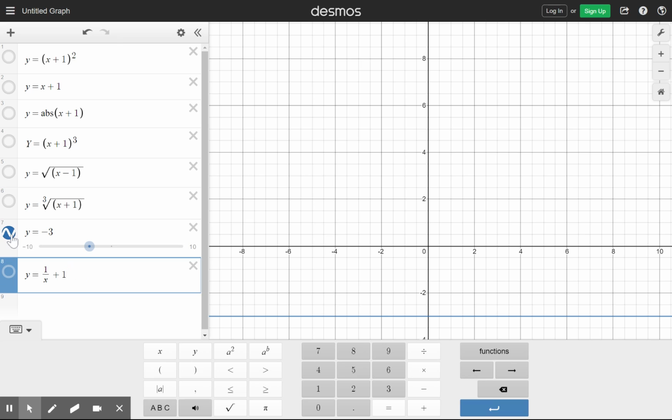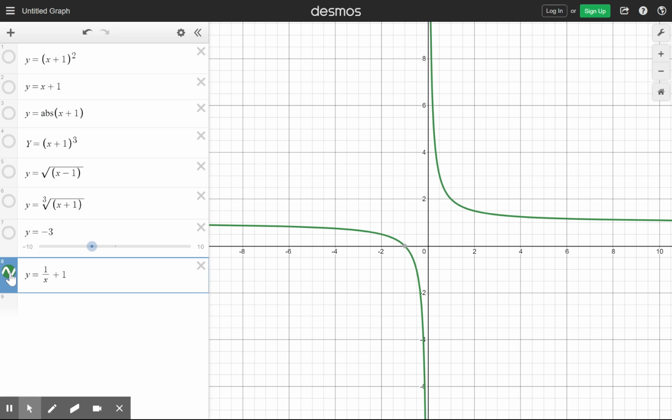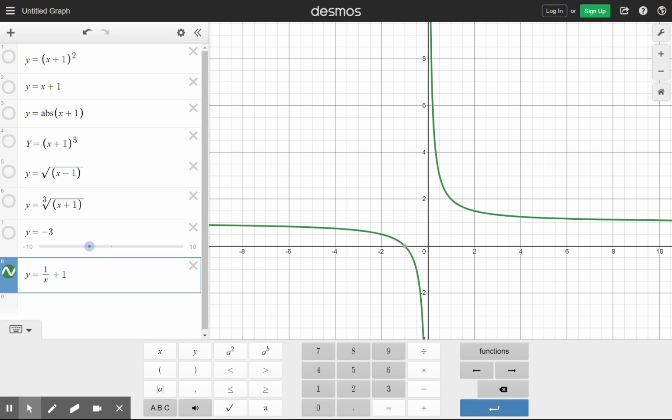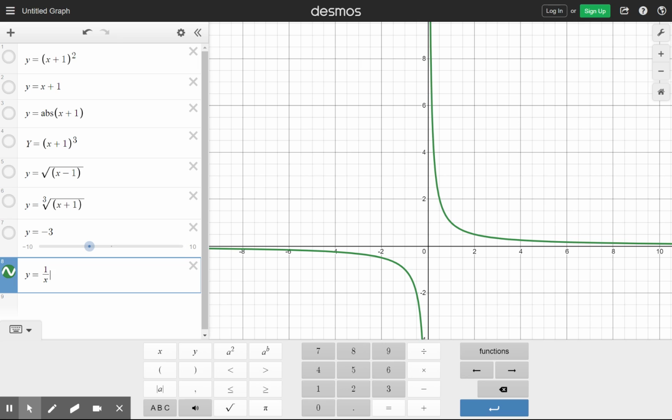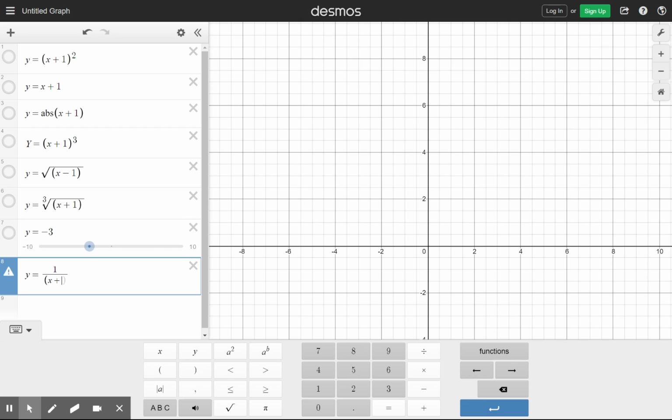And then finally, finishing off, here we have our, or not our identity, this is the reciprocal function, excuse me, because the reciprocal of x is 1 over x. So we have y equals 1 over x, but if we replace our x with an x plus 1, you see that the entire graph shifted to the left.